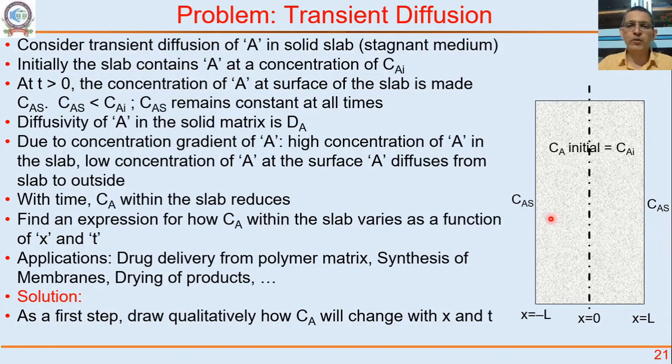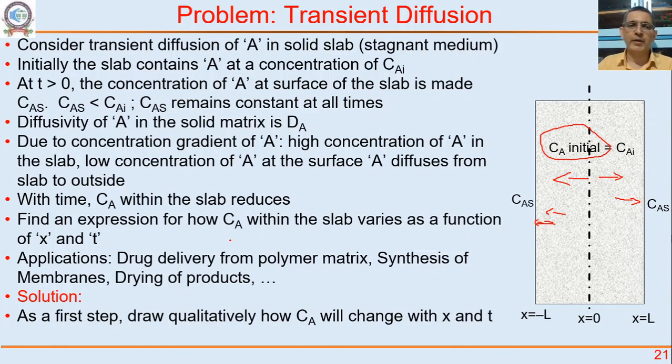Okay? CAS could be 0. Okay? But we just some small value right now. Now diffusivity of A in the matrix is dA. So due to this concentration gradient of A, Ca is going to diffuse from inside this matrix, inside this solid, to the surface, and as it diffuses, the concentration of A drops inside this matrix as a function of time.